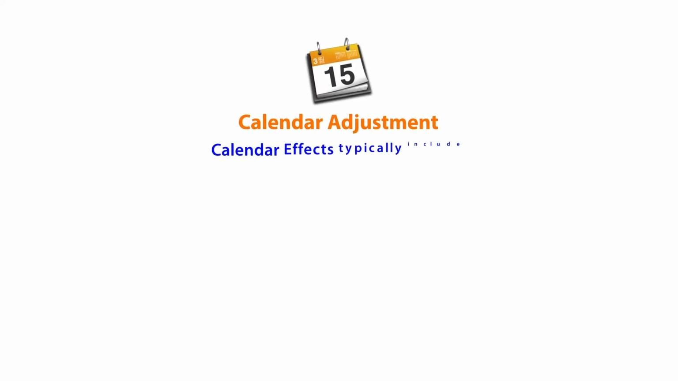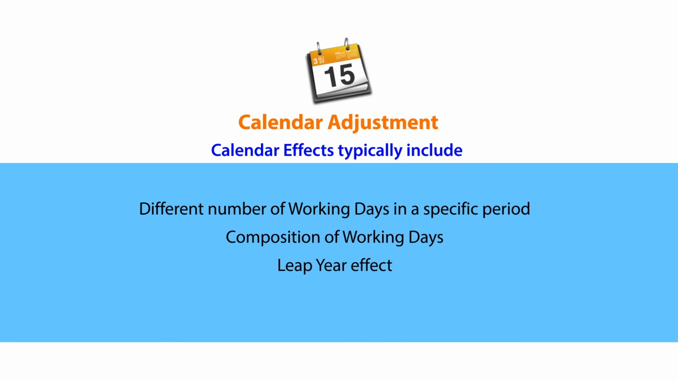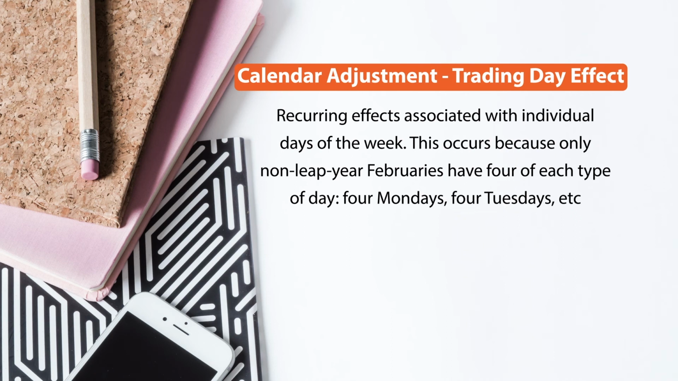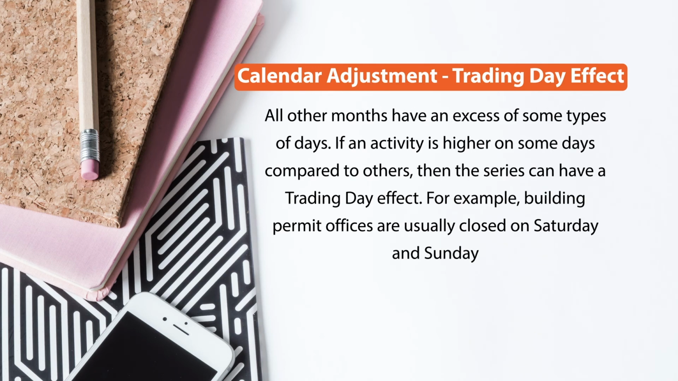And this is another type of adjustment, calendar adjustment. The calendar effect typically includes different numbers of working days in a specific period, composition of working days, leap year effect, moving holidays, Easter, Ramadan, etc. And then for the calendar adjustment, the trading day effect is there, where there are recurring effects associated with individual days of the week, and this occurs because only leap year Februaries have 4 of each type of day. So 4 Mondays, 4 Tuesdays, etc. All other months have an excess of some type of days.